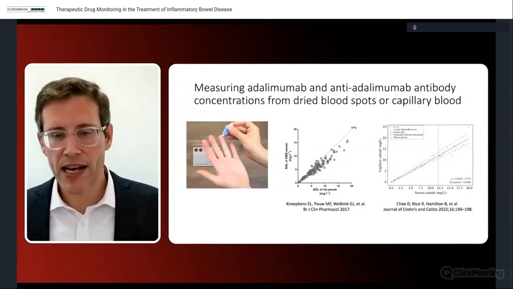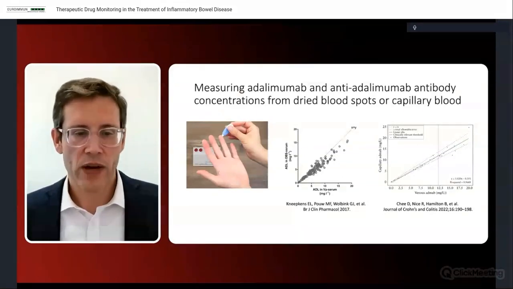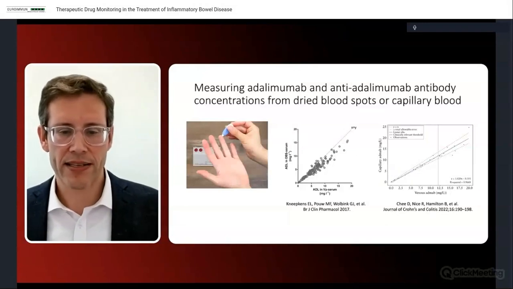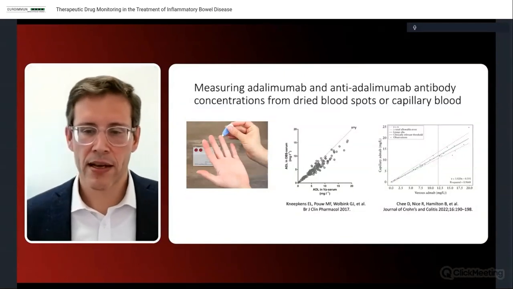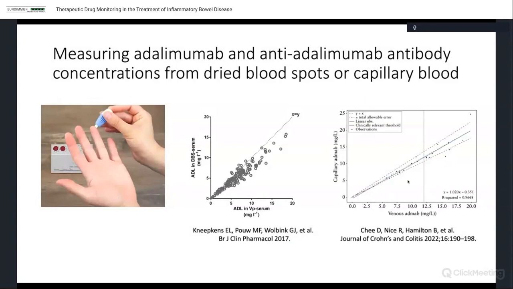And in these two studies, you see very tight correlation between the dried blood spot measurements and serum measurements on the left, and between capillary measurements and serum measurements on the right. And the group on the right, they also showed that patients felt very good about obtaining these capillary blood samples at home, and there was a lot of patient satisfaction associated with this. So this would be one opportunity to ease obtaining drug and antibody levels, particularly in this era of telehealth.